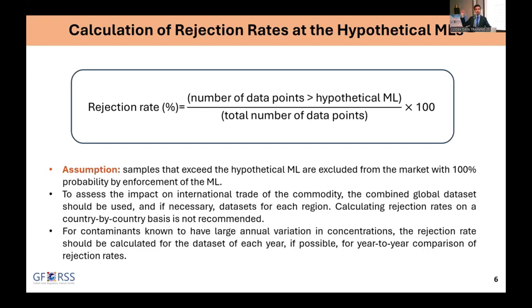To a food commodity, right? My data point, my data result, is representative of a food commodity. So when I set the hypothetical ML, all data points above the ML are indicative of potential commodities that will be rejected from my trade stream. Do we agree? So calculating the percentage of a rejection rate is the estimation or the evaluation of the economical impact of adopting this ML. Are we agreeing on that?